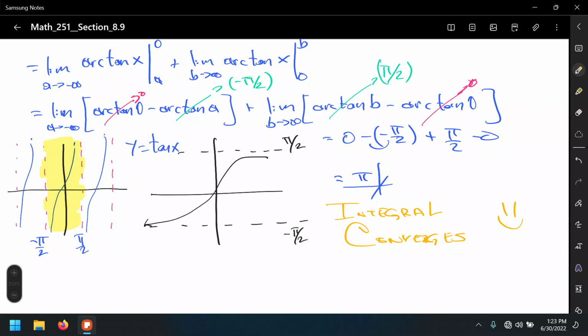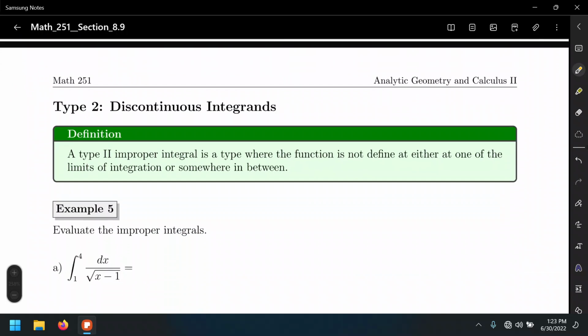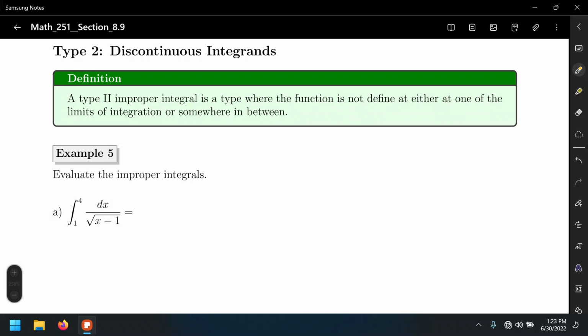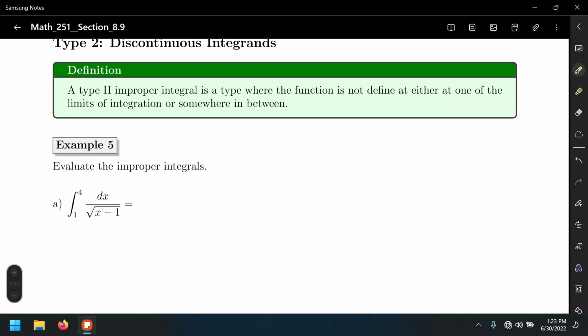Okay, let's look at the next topic, the type 2 improper integrals. These are integrals where the limits are not infinite. However, the interval over which we are evaluating the integral either contains a discontinuity in between, or one or both endpoints are actual discontinuities. So we'll have a look at one case of each.